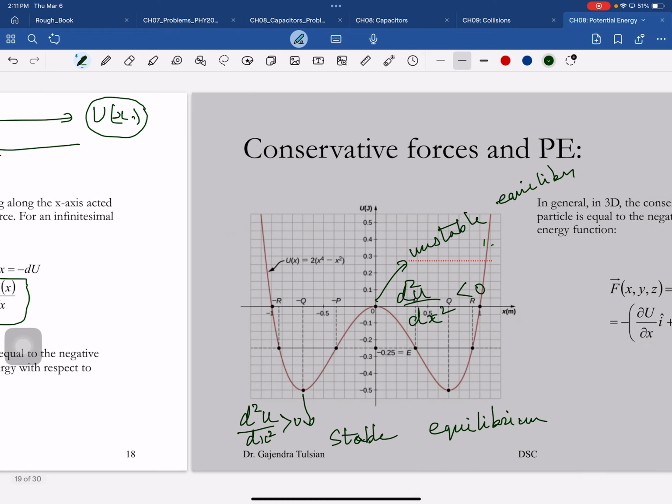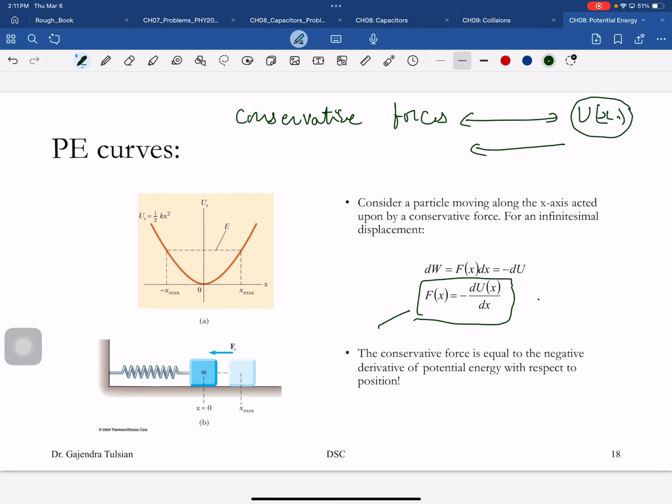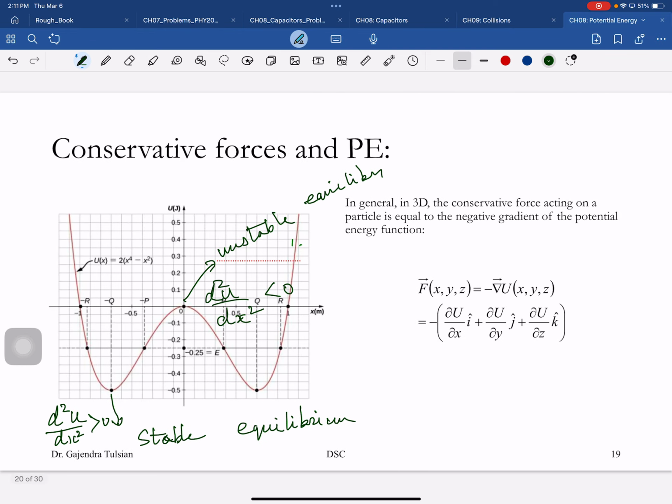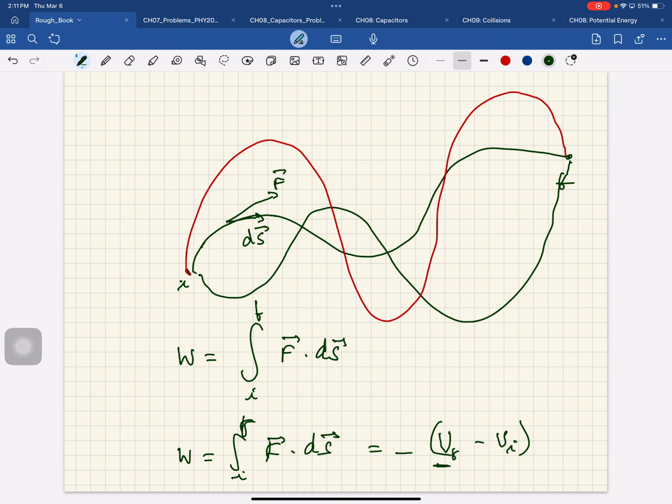All right, so F was minus dU by dx. This was in 1 dimension. In 3 dimensions, F is the negative gradient of U, the potential energy function. Have you guys seen the gradient function? Does anybody know that? Are you in Calc 2 or Calc 3? Well, I guess most of you haven't seen the gradient function. So let's quickly do the gradient function.